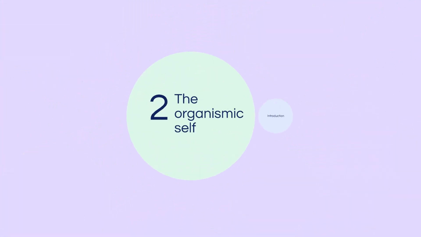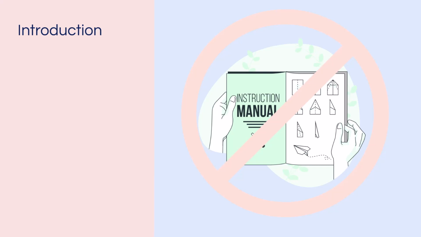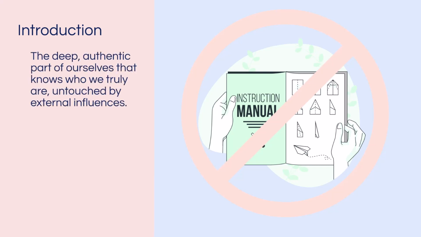Next, as I mentioned, we have the organismic self. Now, at the heart of our being lies what Rogers calls our organismic self, and this is our innate, unfiltered essence. So imagine it's our deeper inner compass, the authentic part of ourselves that knows who we truly are, untouched by external influences. So if you recall a time where you acted purely out of instinct or intuition without the weight of personal history or other people's opinions, that was your organismic self in action. So for example, if you naturally find joy in artistic activities like painting or writing, this is part of your organismic self. However, if external pressures lead you to suppress these interests, a conflict within your organismic self arises.